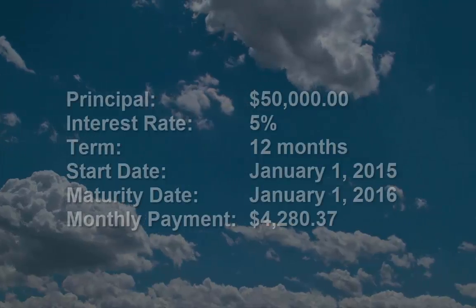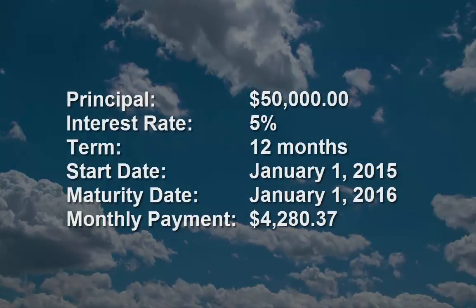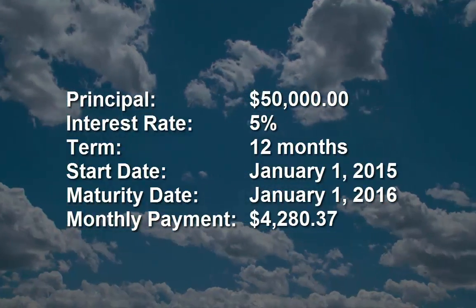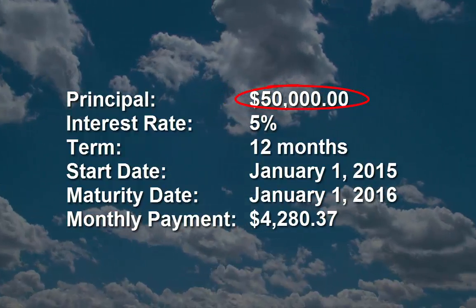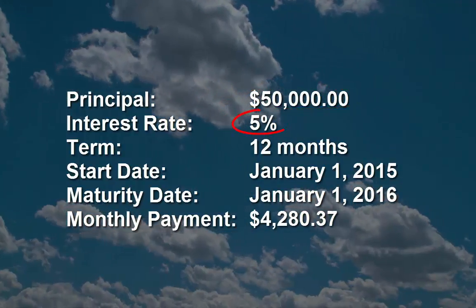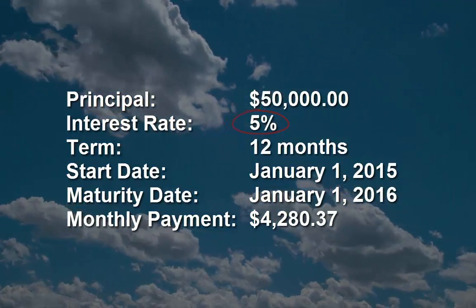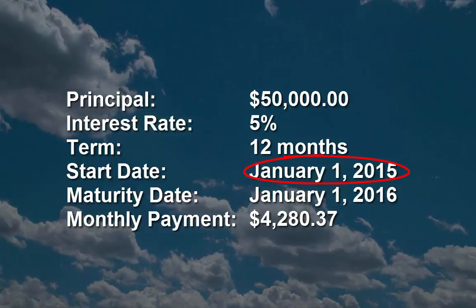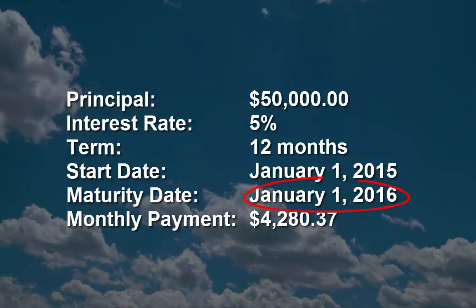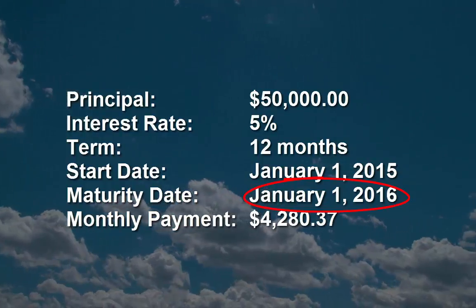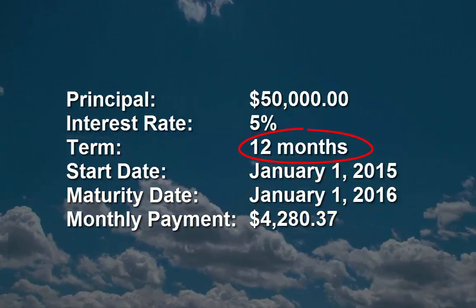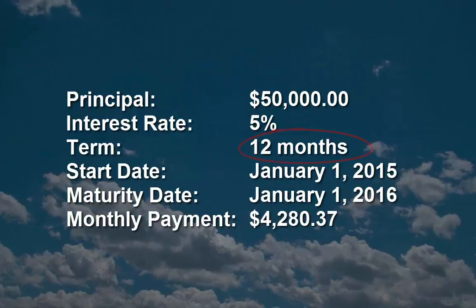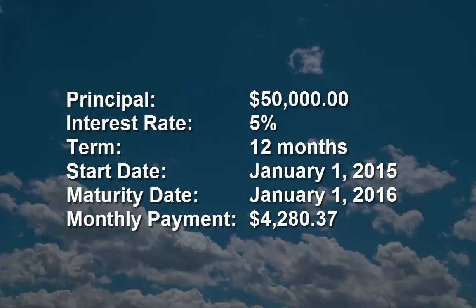In order to understand how general ledger accounts interact with Cindy, let's start with an example. Suppose a loan of $50,000 is granted at 5% interest, and the loan was started on January 1st, 2015, and it is going to mature on January 1, 2016, so that the term of the loan is 12 months.